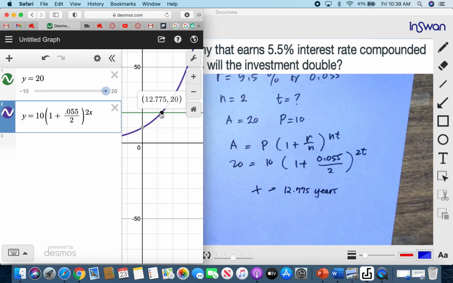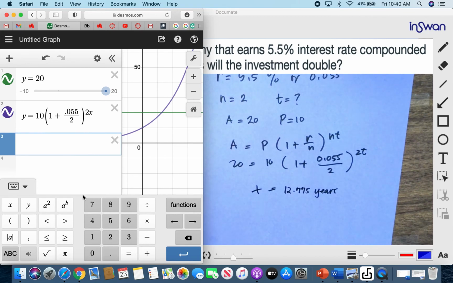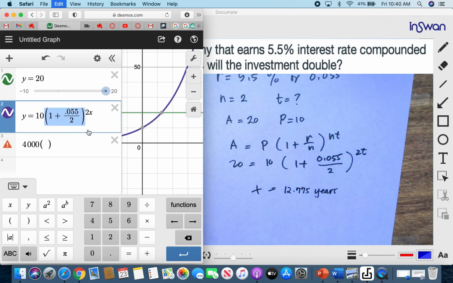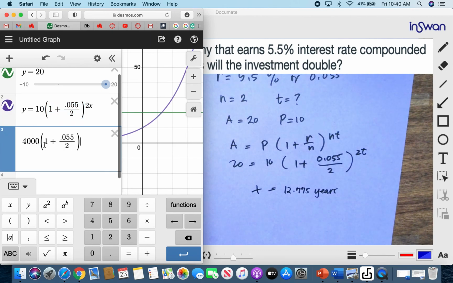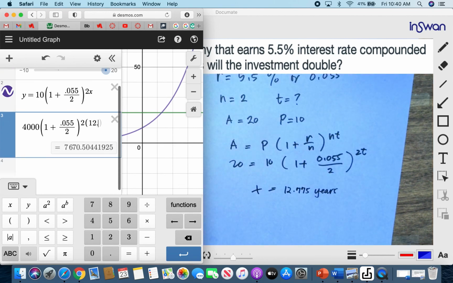Now, I told you, it won't matter what amount you will use as long as the principal is doubling. For example, if I'm going to use 4,000, this 4,000 should become 8,000 in about 13 years. So I'll use 4,000 using the same term of interest. I can just copy this. And then our exponent is 2 times 12.775. And as you can see, the money is 8,000 after some time, which is after 12.775 years.